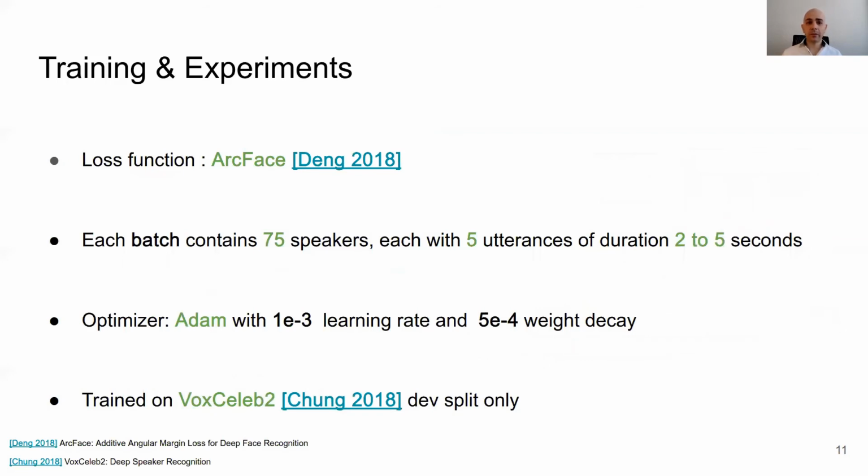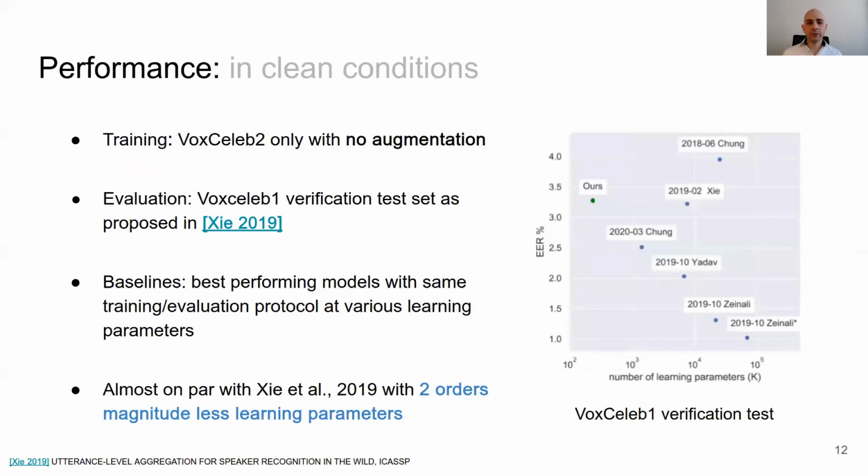In order to benchmark the performance of our model, we set a few hyperparameters. We then choose to follow two experimental setups. We first benchmark on VoxCeleb, training with VoxCeleb 2 only with no augmentation, and evaluating on the VoxCeleb 1 verification test sets. Baselines are the best performing models with the same training and evaluation protocol at various numbers of learning parameters. Results are displayed in this figure. The x-axis shows the number of learning parameters in kilo with a logarithmic scale. The y-axis shows the equal error rate for this task, meaning that the optimal model would be at the bottom left corner. As you can see, we are almost on par with the QuartzNet plus GVLAD architecture as it was proposed by Xie et al., with two orders of magnitude fewer learning parameters.